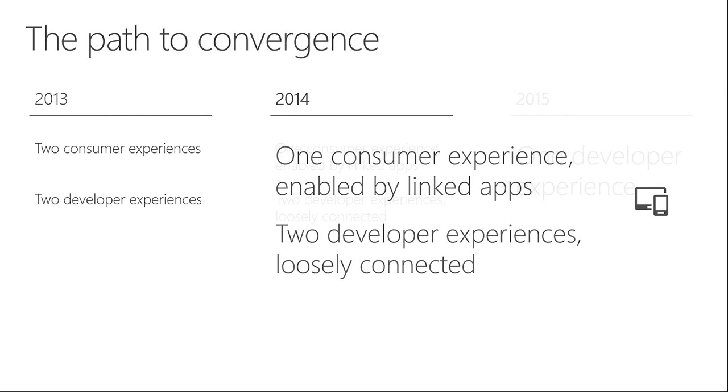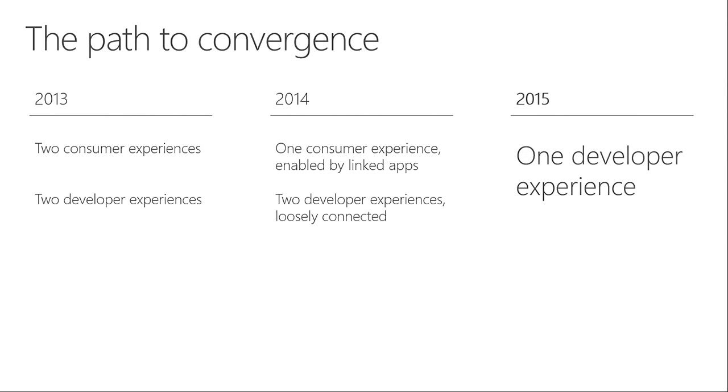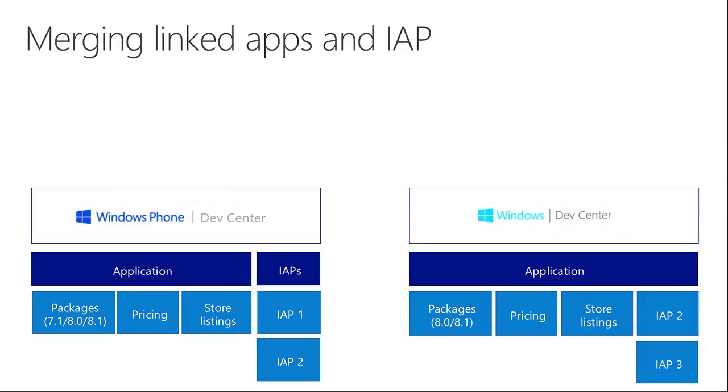Well, if we look at 2015, it's one developer experience with one consumer experience. But this obviously causes a slight problem, because all your existing packages have been on the phone store and the developer store. So what happens when we bring things together? Let's have a quick look. I think the best place to start is your merged linked applications and the in-app purchases that were with them.